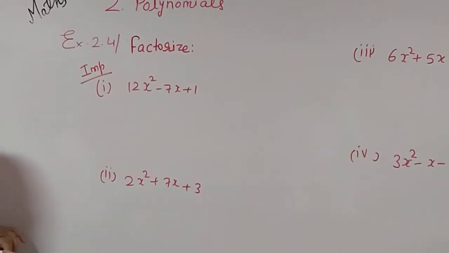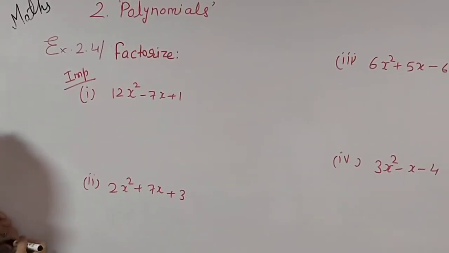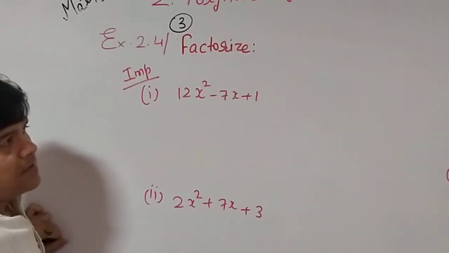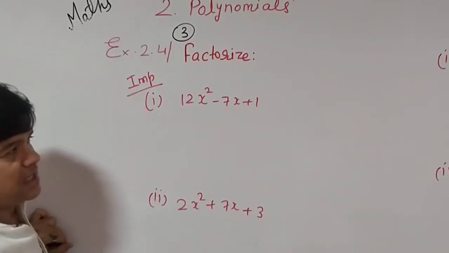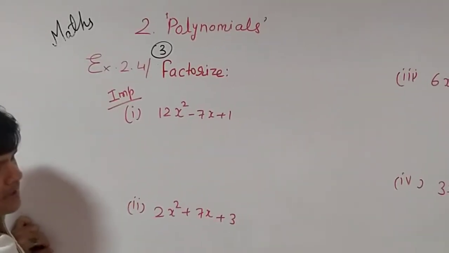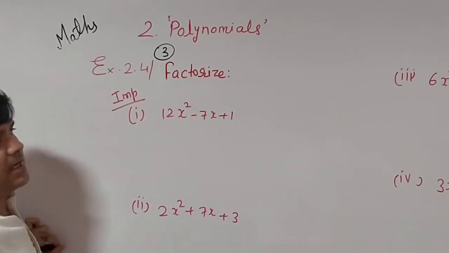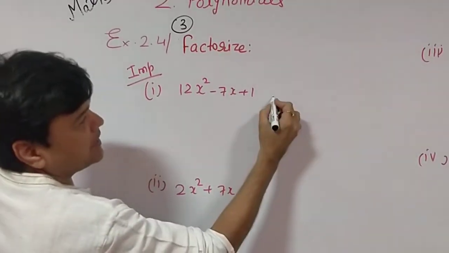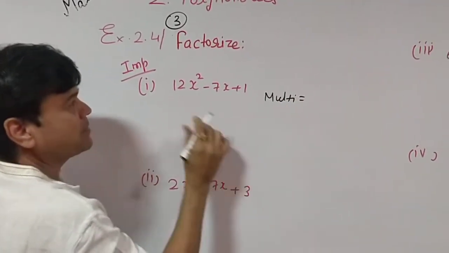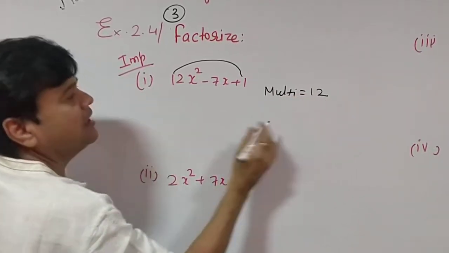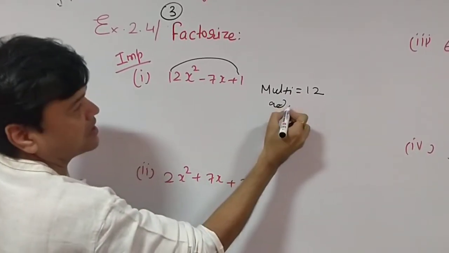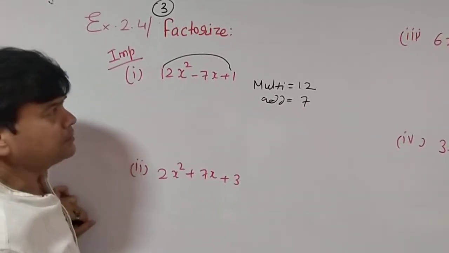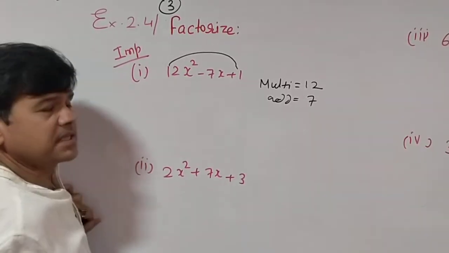Now, next sum, factorize. Third sum is factorize. This is a very common sum. It is of 8th standard. It is just a revision. You already learned this in 8th standard. Here factorize is called the splitting method. You have to find two numbers whose multiplication is 12 into 1, 12. If the last sign is plus, then in addition we want 7. Find two numbers whose multiplication is 12, addition is 7.